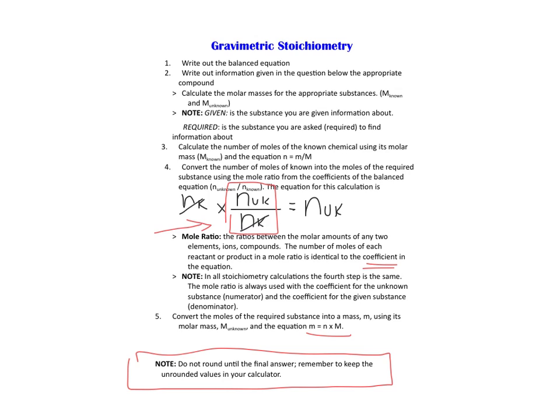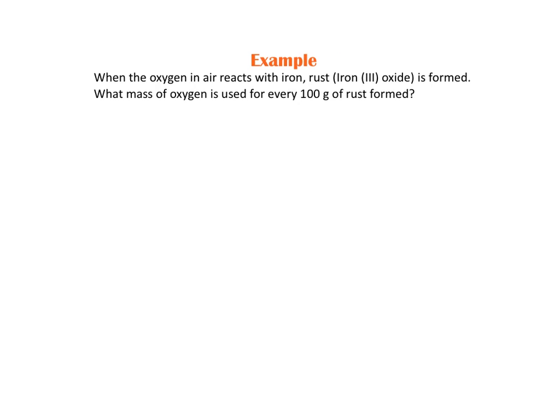So, the best way to do this is to practice. Let's get one question. Alright, so when the oxygen in air reacts with iron, rust, or iron(III) oxide, is formed. What mass of oxygen is used for every 100 grams of rust formed?